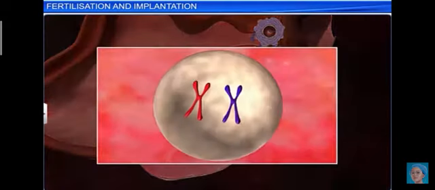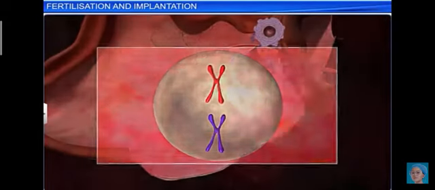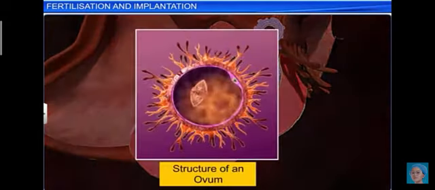Upon its release, the ovum begins to undergo the second meiotic division. However, the division does not go beyond the first phase. Interestingly, the ovum contains only the X chromosome.